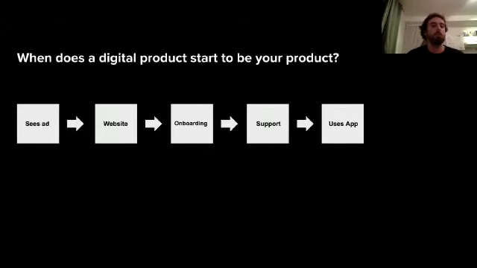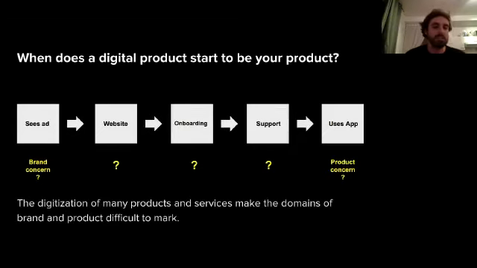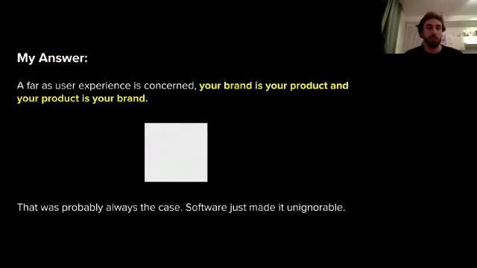Now, if you're a part of a marketing team or a UX team, you might see pieces of all of this where you have some skin in the game, or you are responsible for something, or how someone else's work could influence yours. So it's not terribly clear. And that's my main point. The digitization of many products and services make the domains of brand and product difficult to mark. So when does a digital product start to be your product? My answer would be, as far as user experience is concerned, your brand is your product and your product is your brand. And that was probably always the case. I mean, software just made it unignorable.